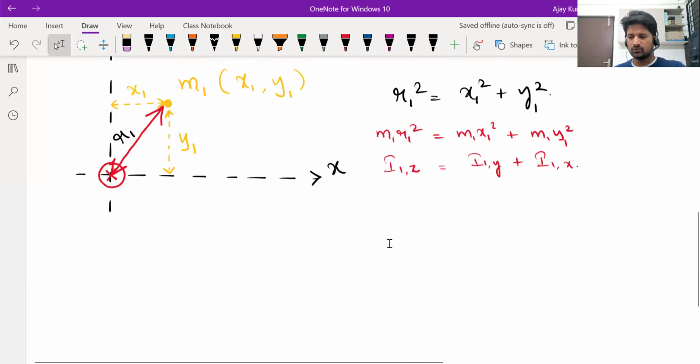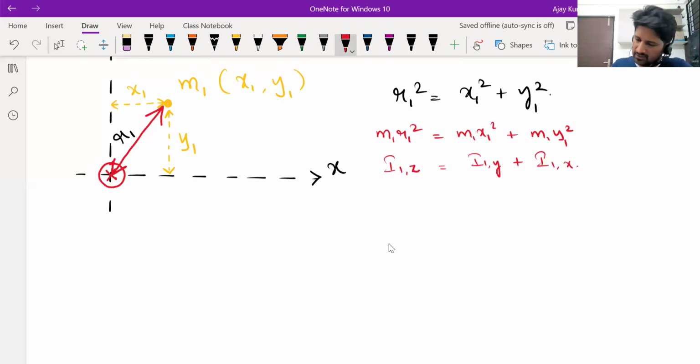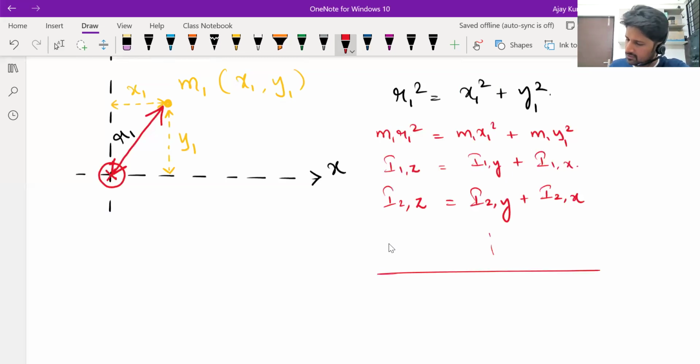Fine. Now, if this is true for the first particle, it is true for all particles, so you can write the same. The moment of inertia of the second particle about the z-axis will be its moment of inertia about the y-axis plus that about the x-axis, and so on. For all the n particles you can write this, and you add all these equations.